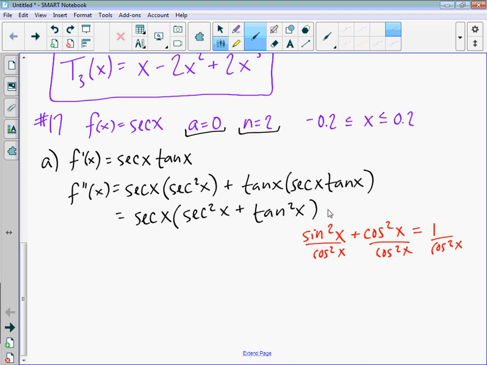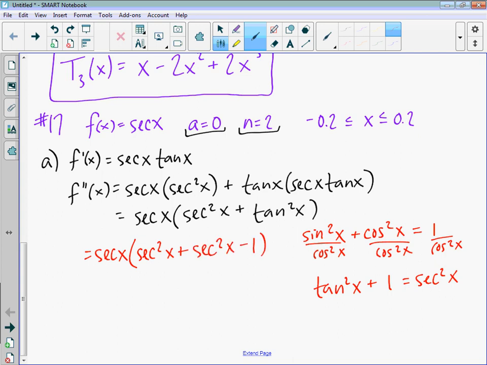And a lot of you have this memorized because you're good students. Sine over cosine is tangent. Cosine over cosine is going to be 1, and 1 over cosine is secant squared. So you could replace this tangent squared with what? Secant squared x minus 1. So let's try it and see if it takes us anywhere, being everything else is in secant. Plus, and this is another secant squared x minus 1. So we could write that as 2 of the secant squared x.